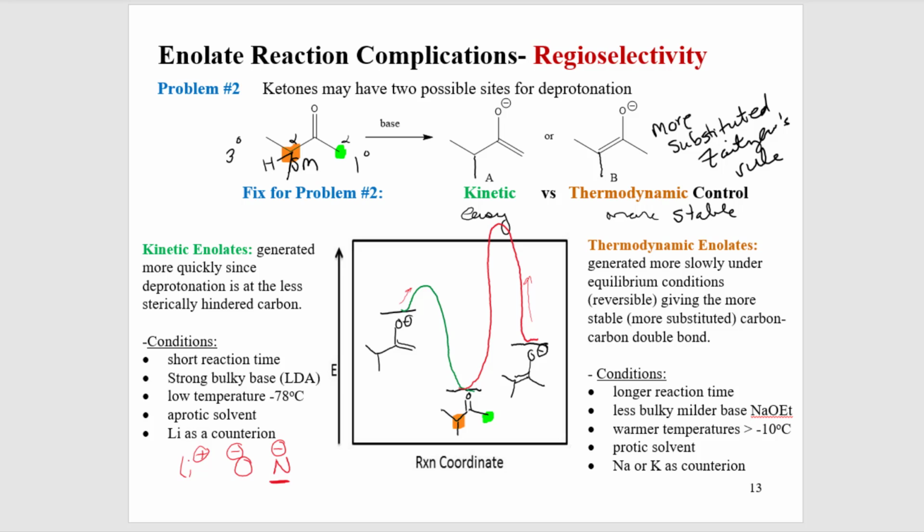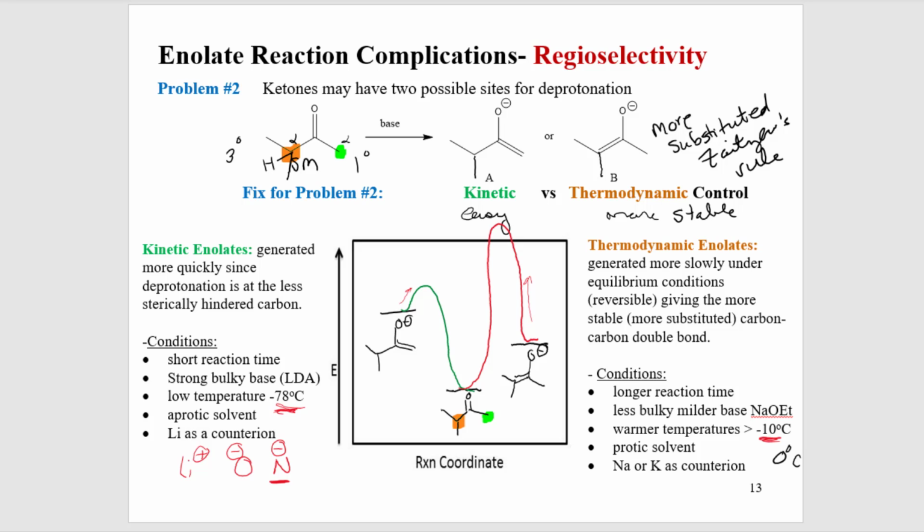So here are the conditions. Longer time frame. We want to give it some time for equilibrium. We're going to use milder, less bulky bases like sodium ethoxide. The temperatures are warmer relatively, right? We're contrasting -78 here versus 10 degrees, or oftentimes you'll see just 0 degrees. These are considered warmer temperatures. I know they're not warm to us, but trust me, they're warm for the system.